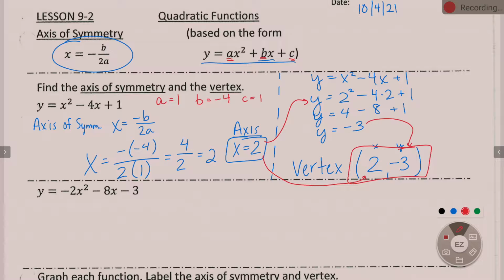Let's start talking about our ABCs. Is 2x. Don't give me an x on it, just the number in front. So A is negative 2. What's B? Negative 8. And C is negative 3. Okay. What's my formula for axis of symmetry? x equals negative b over 2a. Nothing fancy, it's right here.